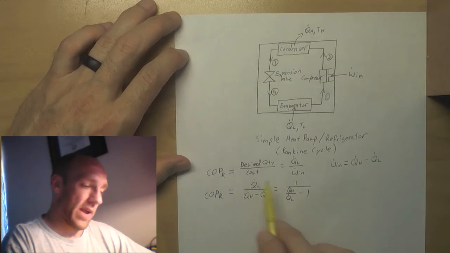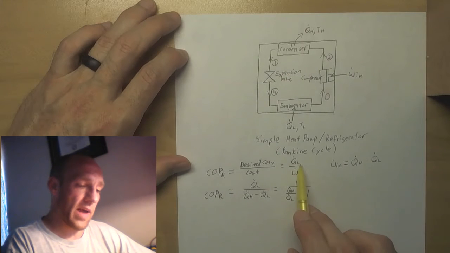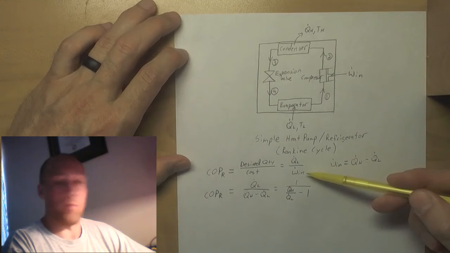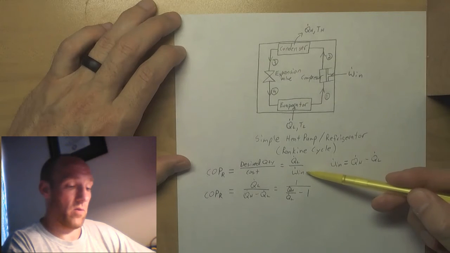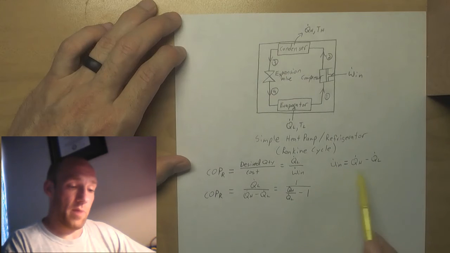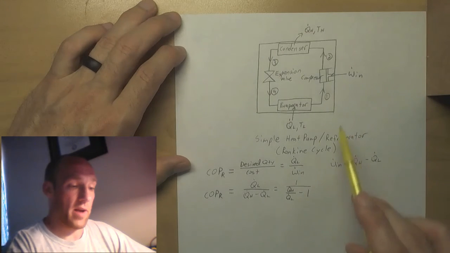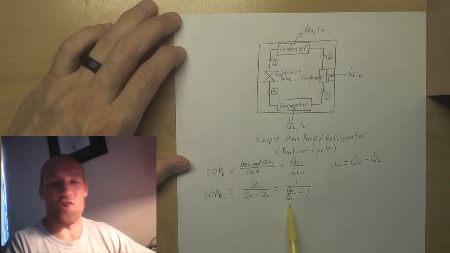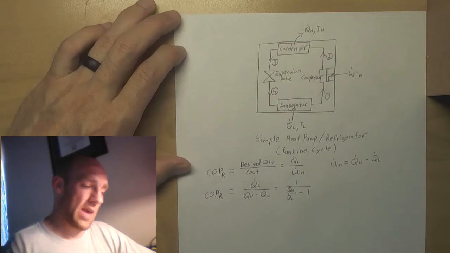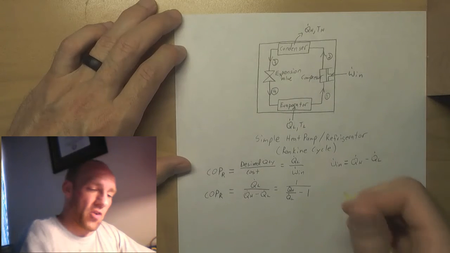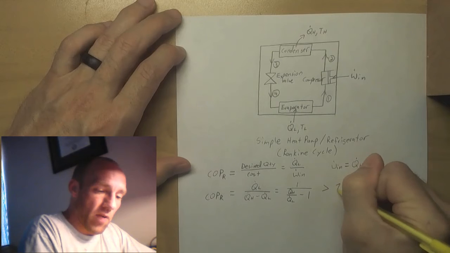But so I can write it simply as the straight up desired quantity divided by the cost, in this case work input. And because of the first law of thermodynamics applied to this system, I could rewrite that in terms of the ratio of the heat. Okay. Now, the reason we call it a COP instead of just calling it efficiency is that it's typically greater than 1.